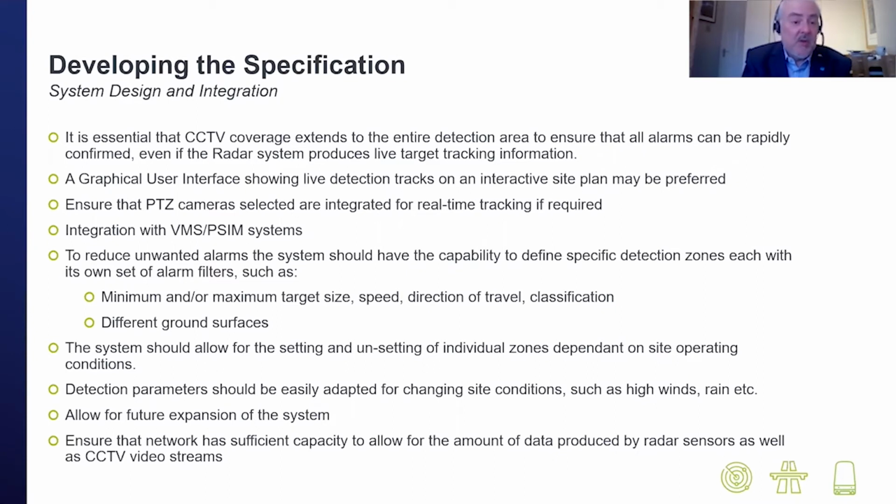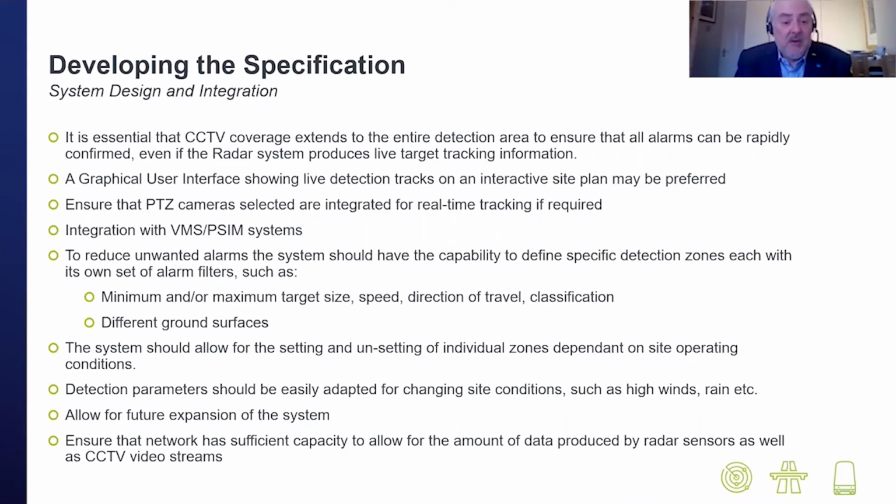And to reduce any unwanted alarms, the system should also have the capability to define these very specific detection zones, each of which can have its own set of alarm filters, such as minimum and maximum target size, the speed, direction of travel, classification of the target, that sort of thing. And as I mentioned before, also the ability to differentiate between different ground surfaces. So the roads can have a different set of operating parameters to the grassed areas, for instance.